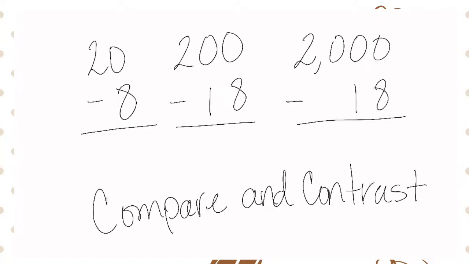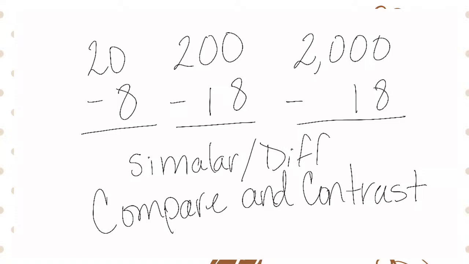So the comparing and contrast would be here. So how would we solve 20 minus 8? How will we solve 200 minus 18 and 2000 minus 18? What would be similar and what would be different? And these will help you bring in some really rich conversations about how to solve these problems. So that's the first step, understanding how it is different.